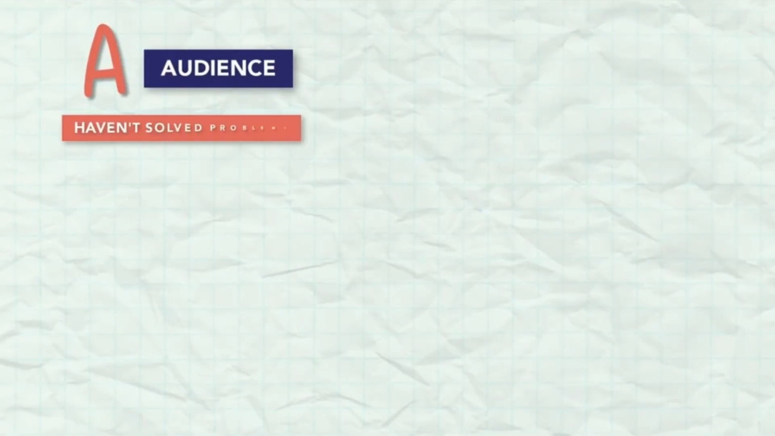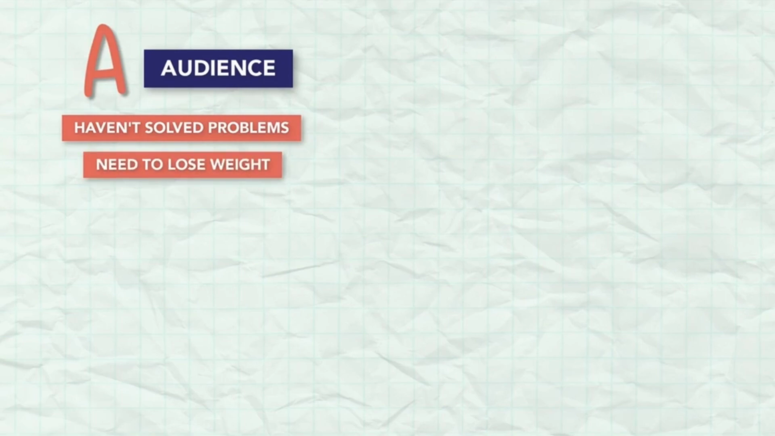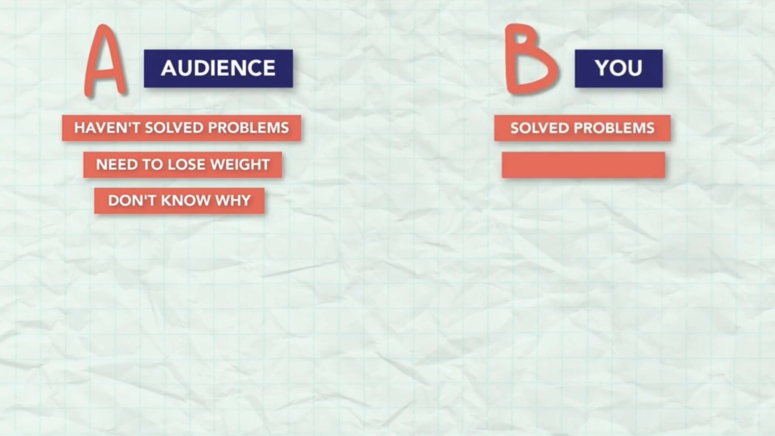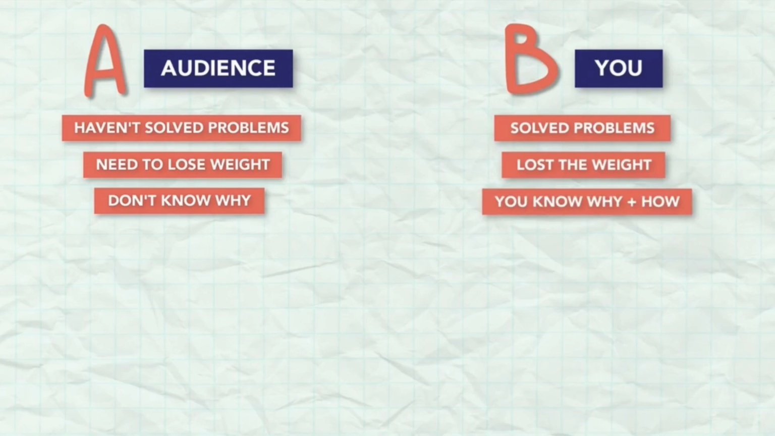They haven't fixed their problems yet. They're still trying to lose weight and they're not succeeding. They often don't know why they can't succeed or don't understand the full picture. They're overweight. You are at a point B. You fixed your problems. You have lost that weight and you have succeeded. You also most likely know why you've succeeded and you do understand the full picture.